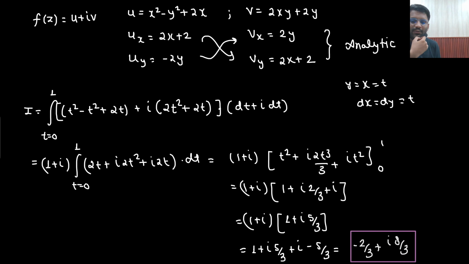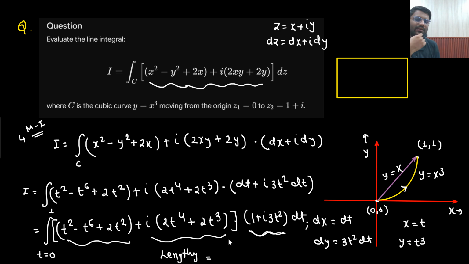So if someone had used the brain, then it would be easy for him. Okay, so this is the answer that we are getting: minus 2 by 3 plus 8 by 3 iota. If someone is more smart, no? If someone is very smart, then how would he be solving it? Method 3, very smart approach. Now what he knows is that f of z has come out to be analytic.